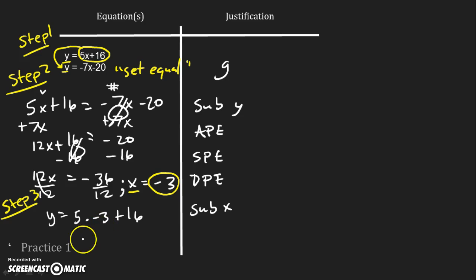So 5 times negative 3 is negative 15 plus 16. I owe 15. I have 16. I have enough money to cover off my debt after I pay the 15 I owe. I've got 1 left over, so y equals 1. Now we can go ahead and write our final answer. We know that x is negative 3, y is 1. So our answer here is negative 3, comma 1.